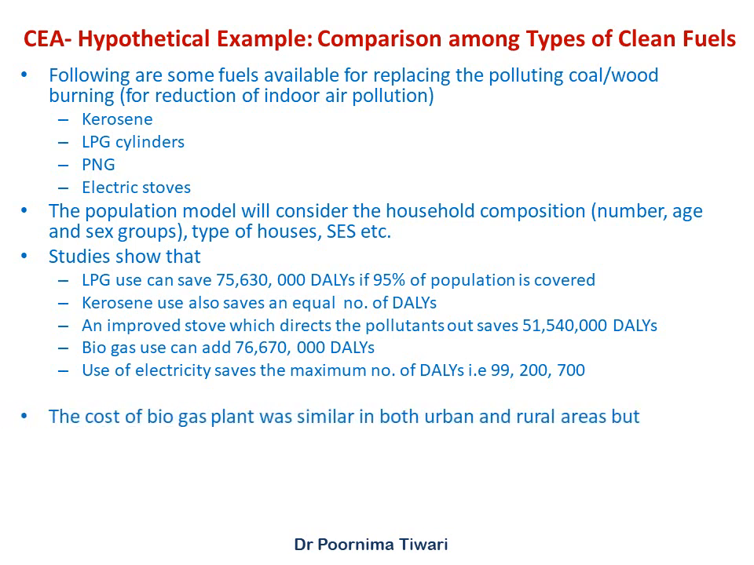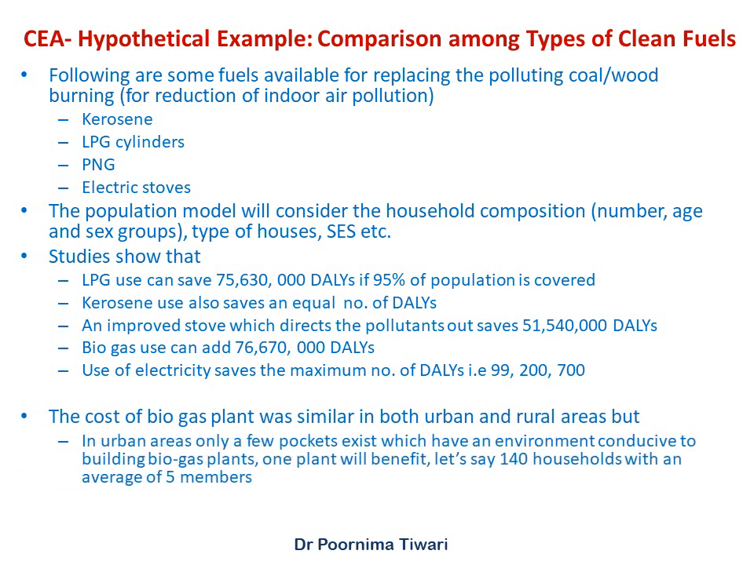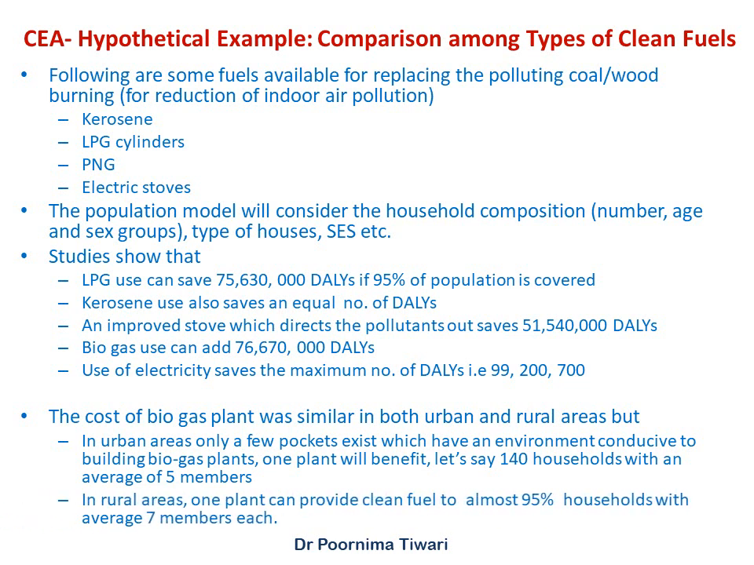Now the cost of a biogas plant was similar in both urban and rural areas, but in the urban areas only a few pockets existed where the environment was conducive to build a biogas plant. That is, a number of cattle were there, and people were open to use biogas. There was a place to make a biogas plant. So only a few areas existed where this was available. But in rural areas, almost 95% of households would be covered if biogas plants are built.